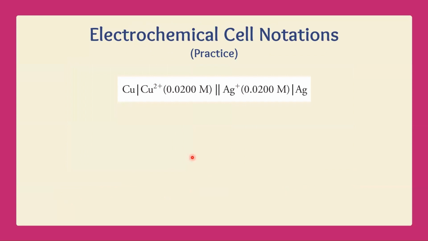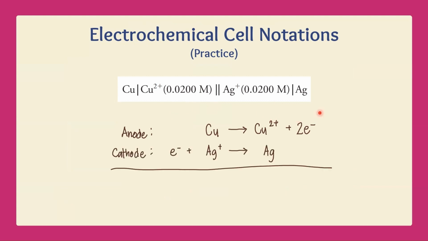Now we will be practicing how to write the redox reaction from cell notation. First, we will write the reaction of our anode, which is the copper. The anode is the one that is depleting, so we could see here that the anode produces copper ions in the solution. The copper ions have a charge of positive 2, which means the anode loses 2 electrons every time it oxidizes. Next, we write the reaction for our cathode, which is the silver metal.